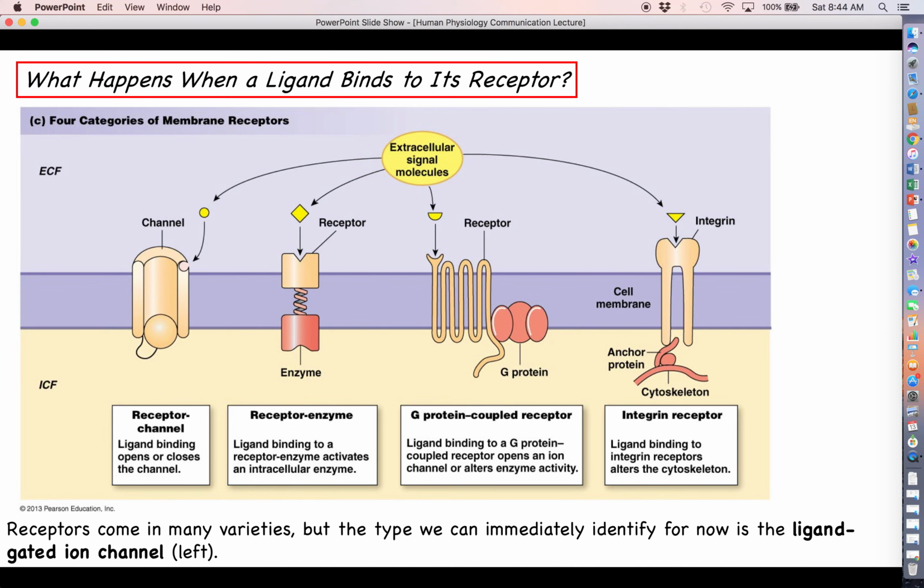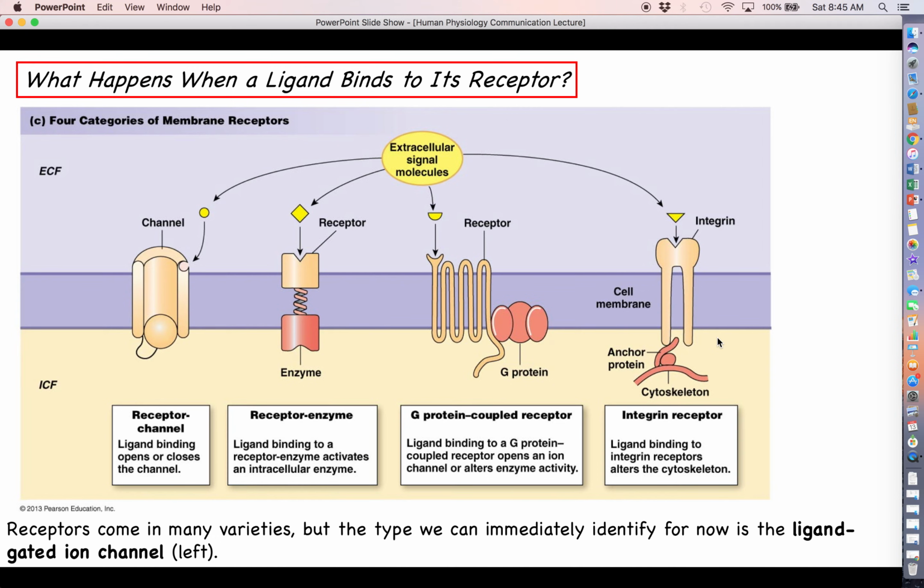What's more likely to happen is that we are going to activate a type of receptor that is going to mediate a cascade of events downstream and inside the cell, and that will drastically change the function of that particular cell. So receptor enzymes and G protein coupled receptors definitely fall into this category here.